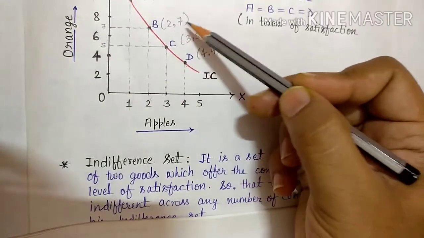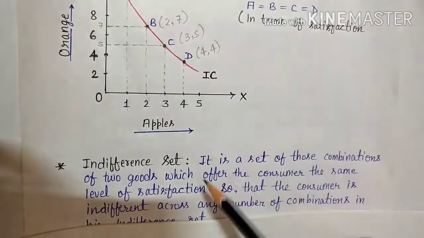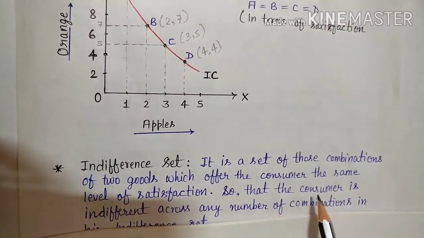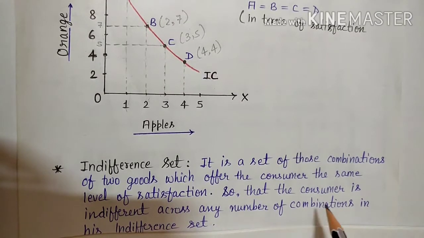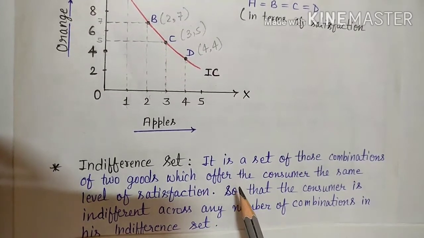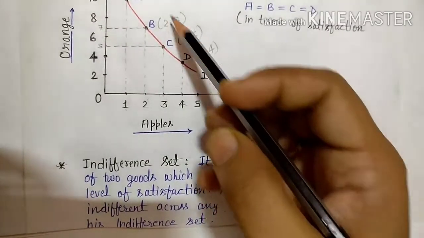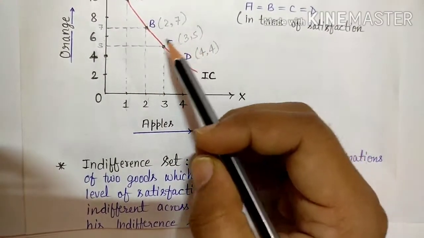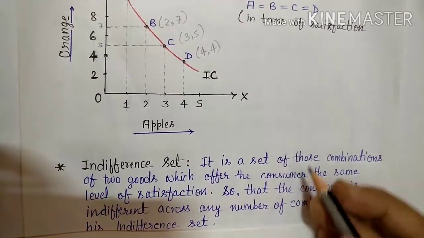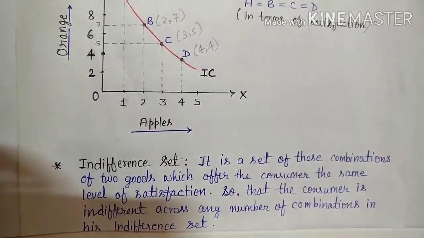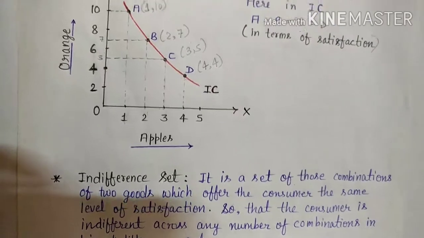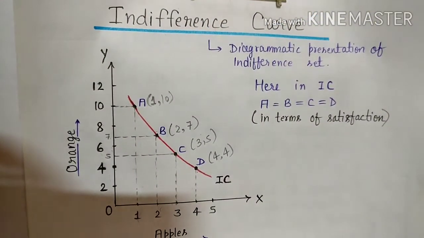These all are what? Indifference set. 2, 7, 3, 5. So the consumer is indifferent across any number of combinations in his indifference set. The consumer will be confused about which combination to get, either A, B, C or D. These all are giving what? Same or equal amount of satisfaction. Clear or not? So this is what? Indifference curve here. I hope it is clear.